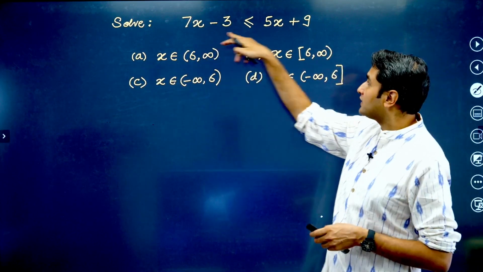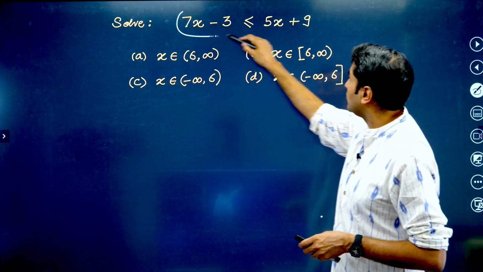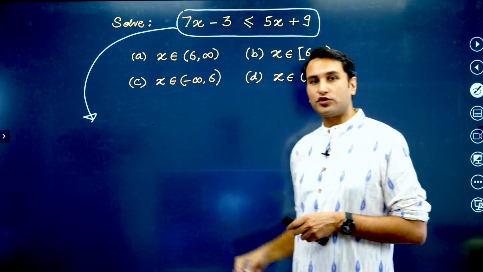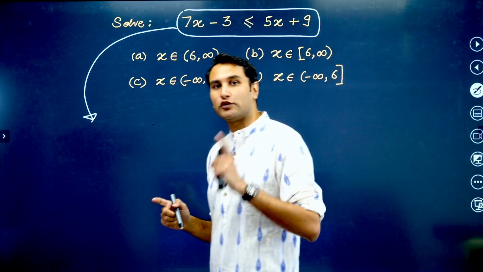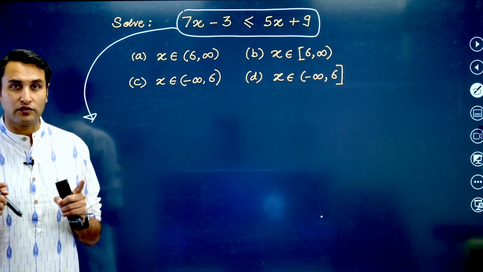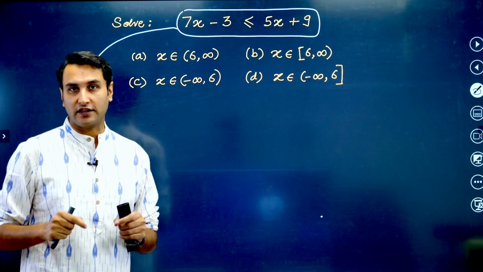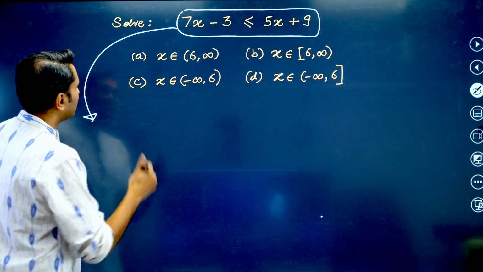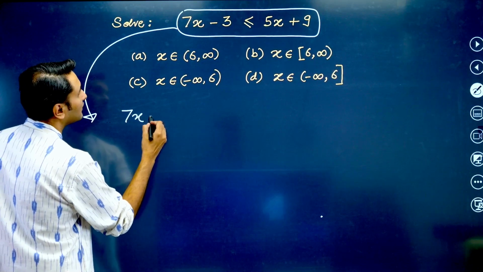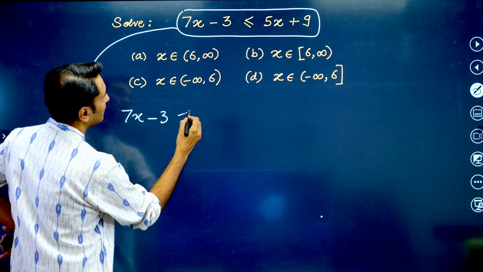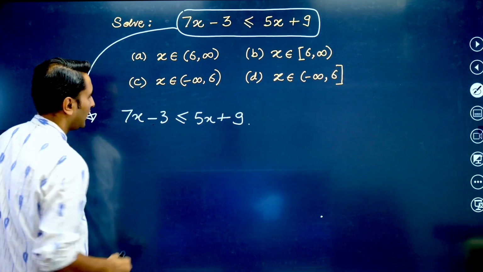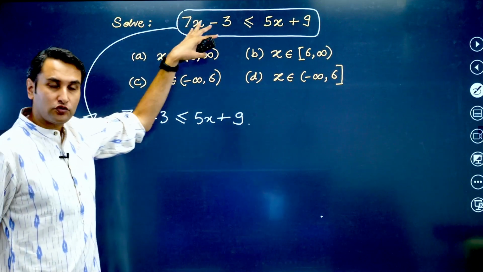So 7x minus 3 less than equal to 5x plus 9. Again, the kind of questions which we took in my inequality class. I'm again telling you, attend that, the link is in the description, just a 40-minute class. Now, 7x minus 3 less than equal to 5x plus 9. We have to solve for x.